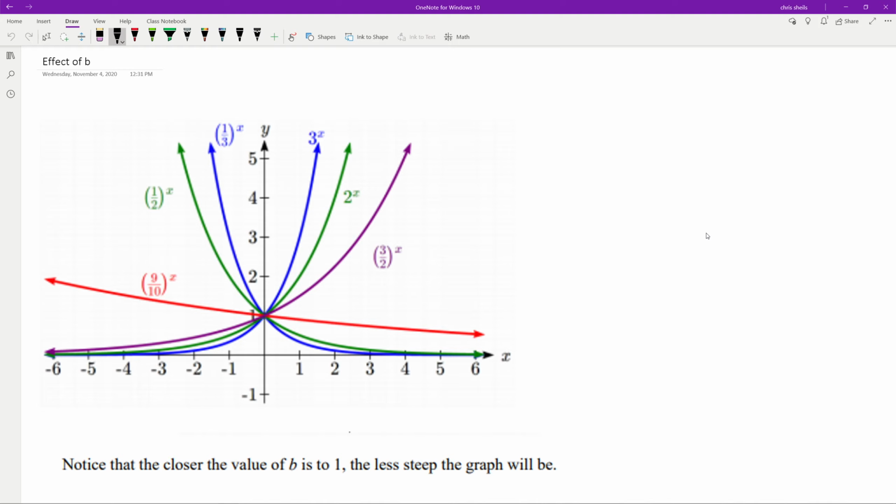Notice here that the closer our value of b gets to 1, the less steep this graph is. For instance, this 9/10 to the x power graph is not very steep at all, right? In fact, it almost looks like a straight line. If we were to zoom in a bit, this would probably look very close to a straight line. So the farther this value is from 1, the steeper the graph is going to become.